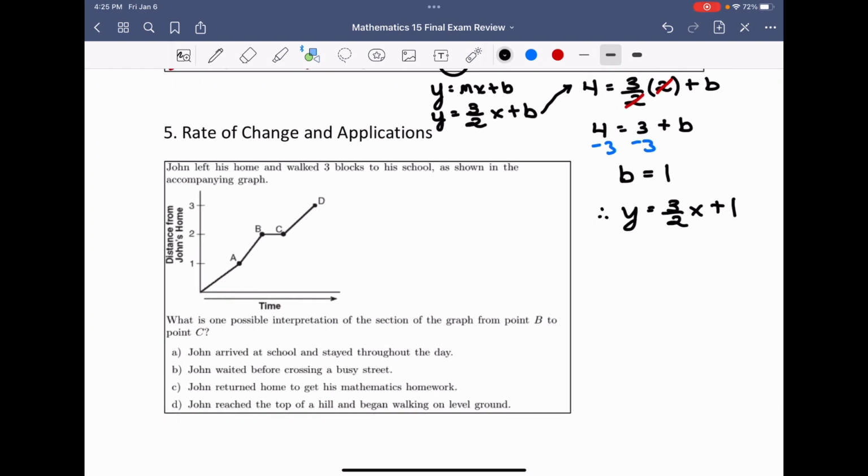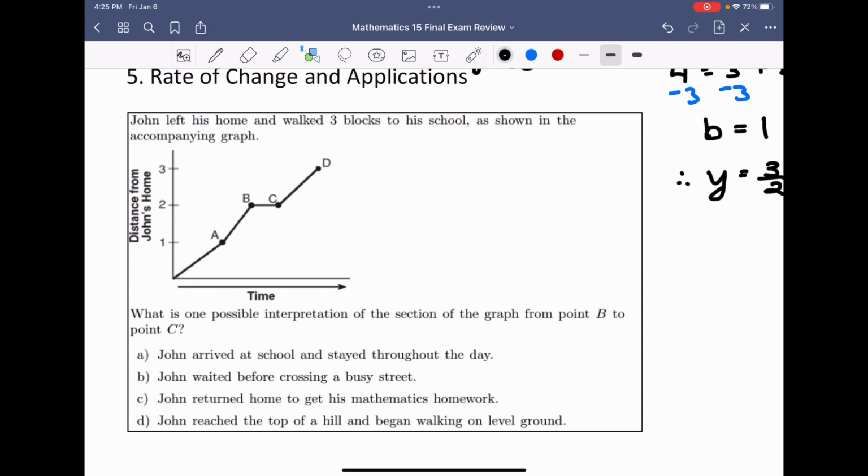All right, rate of change in applications. So rate of change is saying, if I have one unit and I'm comparing it to another, what do I get out of this? So in this first one, we're going to give a graph of distance from home, John's distance from home versus his time. John left his home and walked 3 blocks to his school as shown in the accompanying graph.